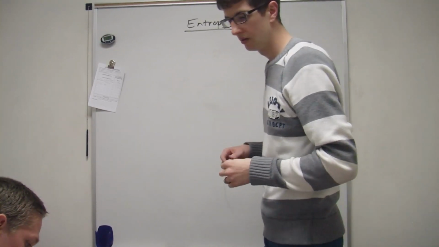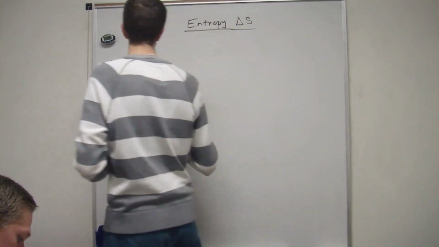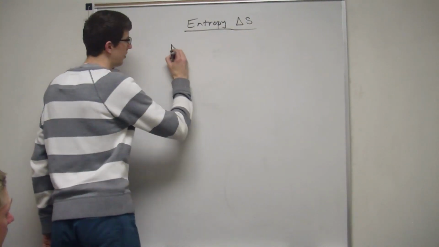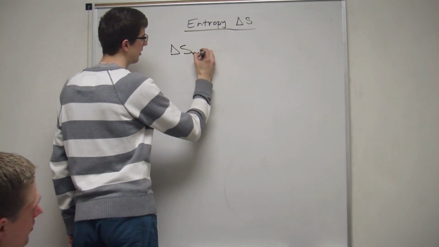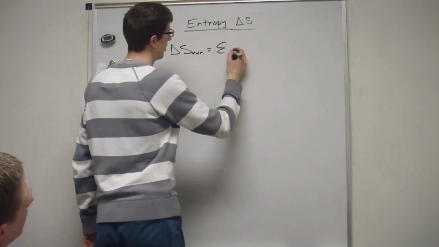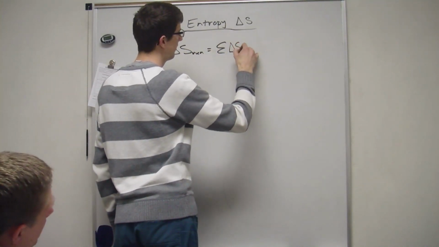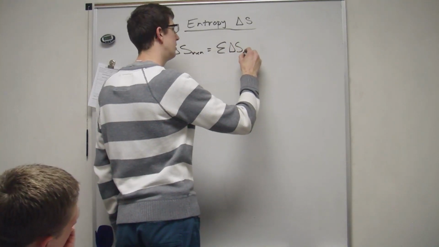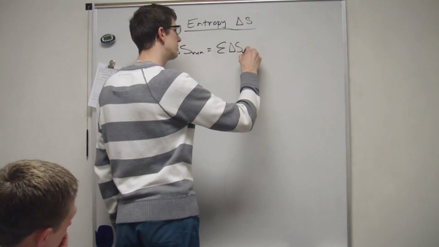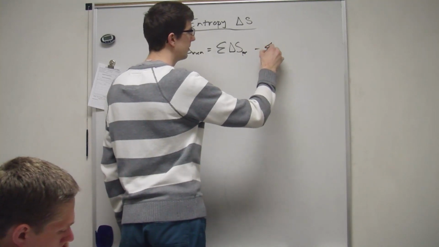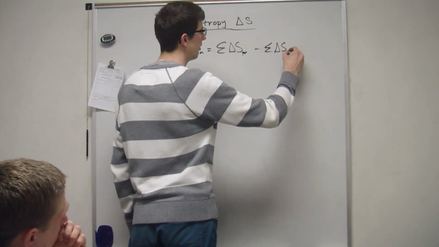So this is what they've given us. So these are all the equations: the sum of the change of entropy of our products minus the sum of the change of entropy of our reactants.